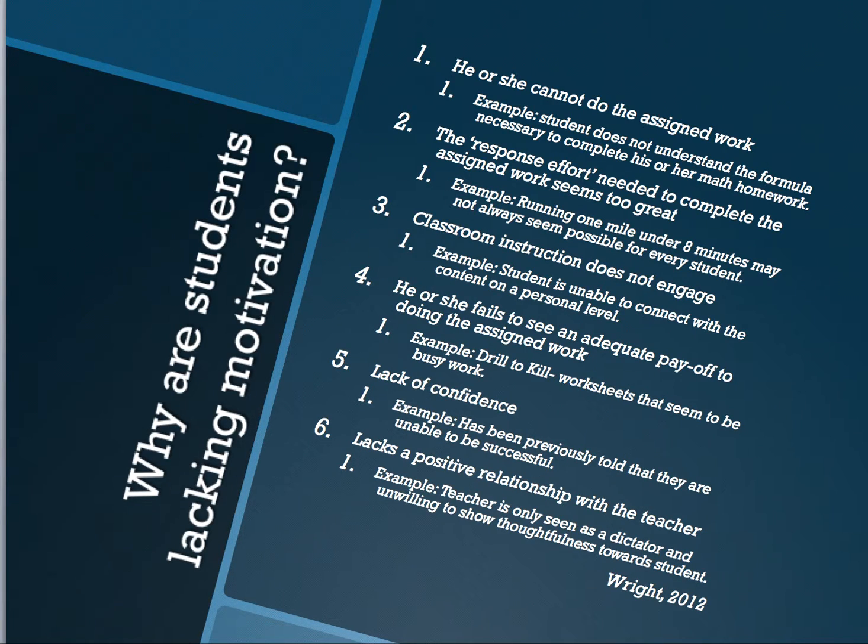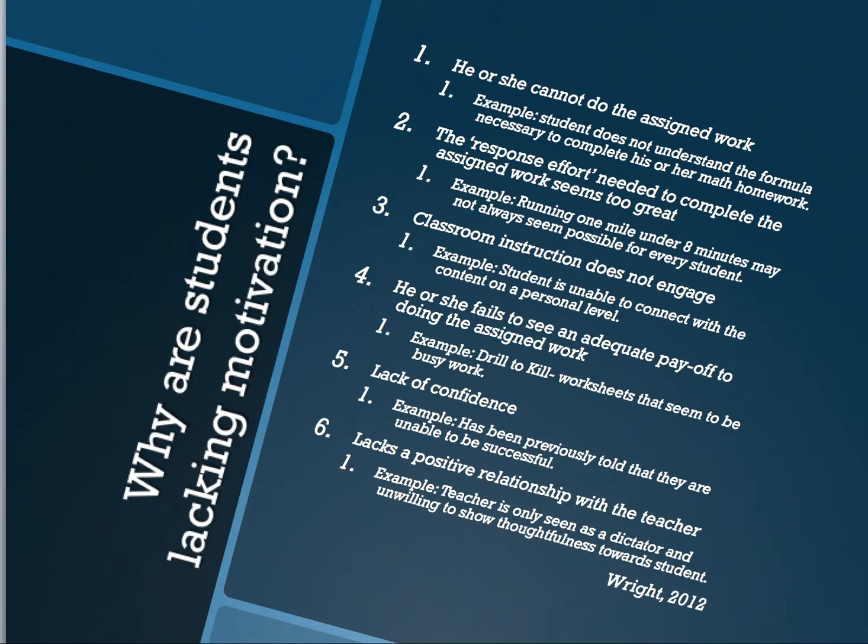There's 6 different reasons that Wright came up with in regards to student motivation. The first is that he or she cannot do the assigned work. The example would be that the student cannot understand the formula or is not understanding how to complete the homework task given. So maybe it's either unclear directions or just the simple fact of not understanding it.